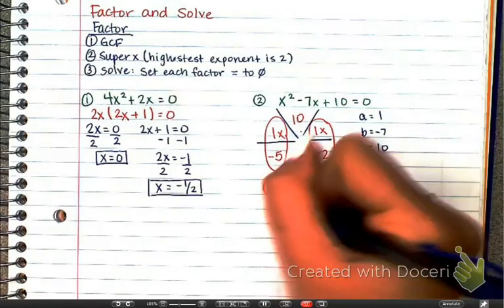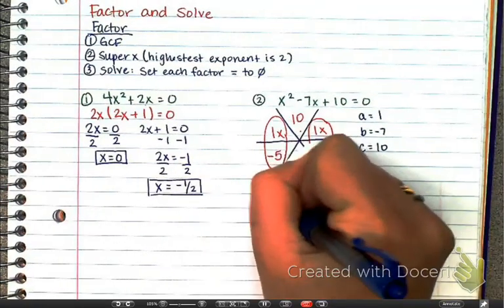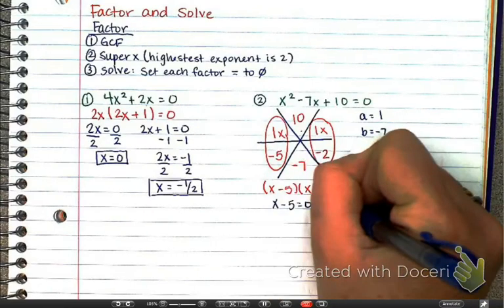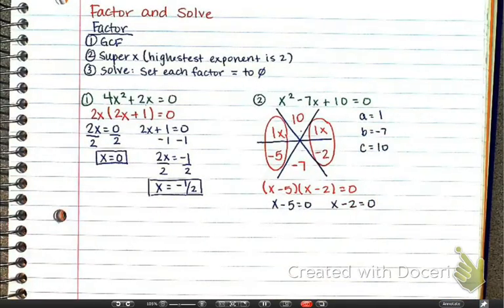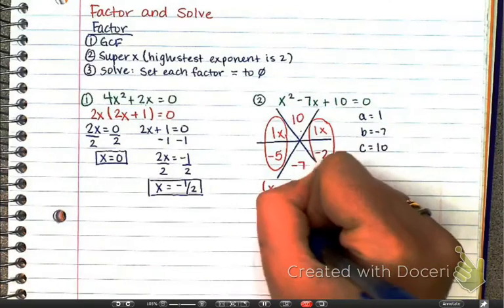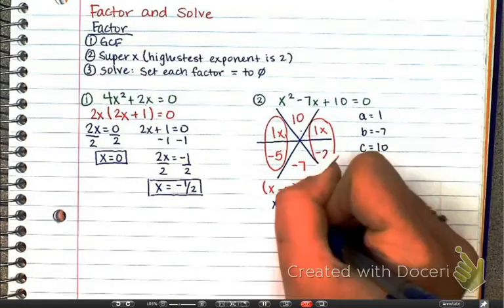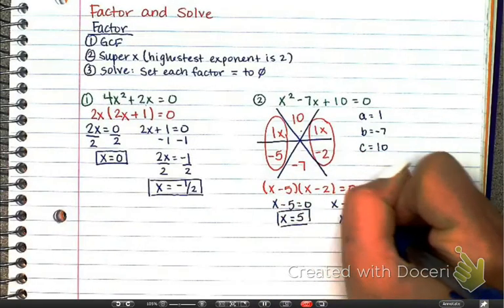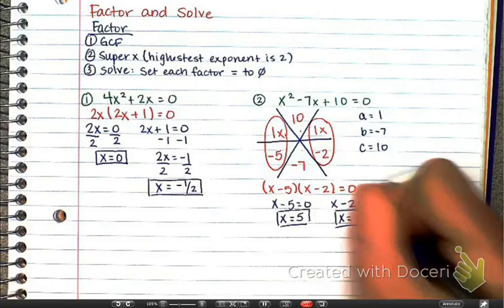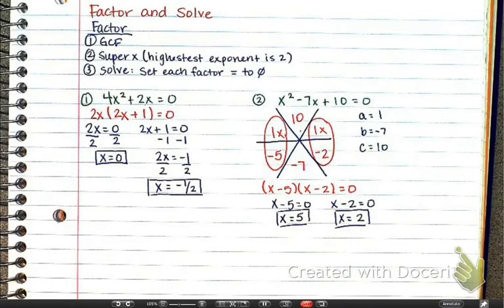So final step, I'm going to write it. Okay. X minus 5 equals 0. X minus 2 equals 0. What does x actually equal? 5 and 2. Are we okay with that?